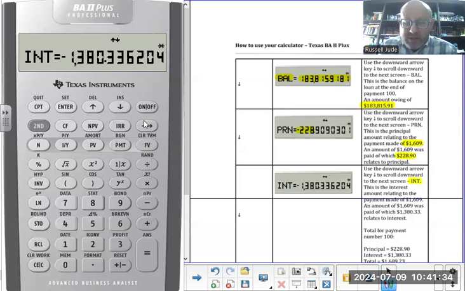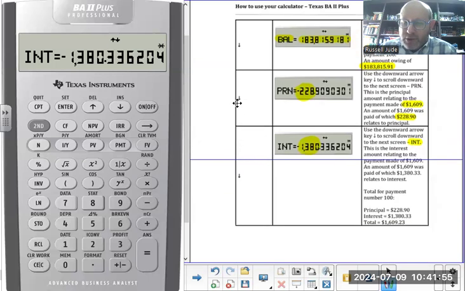It says interest 1,380. So you can see out of a payment of $1,609, a major, massive component of it relates predominantly to interest. 1,380 is interest. Only 228 of it is principal. If I had to break that down for you over here, guys, let's have a look on the right-hand side. So for payment number 100, what have we got? We know the total amount that was paid is $1,609.